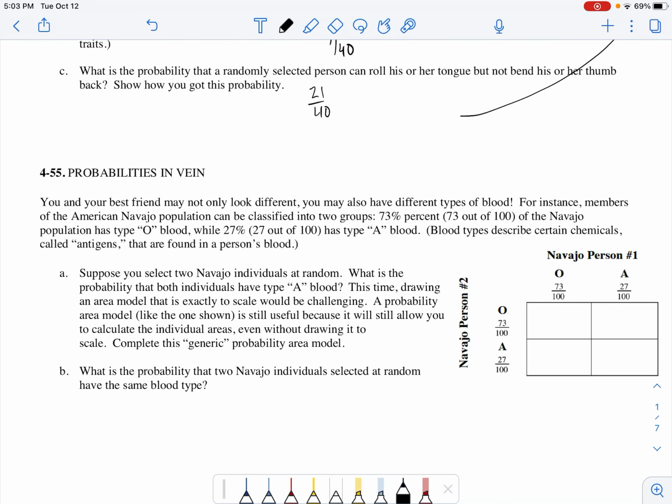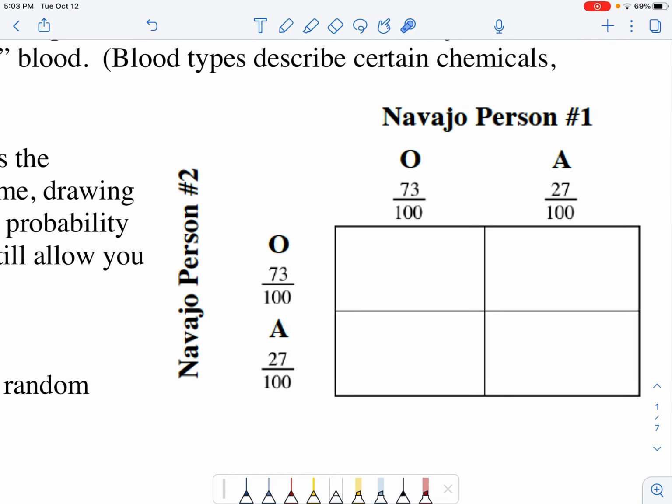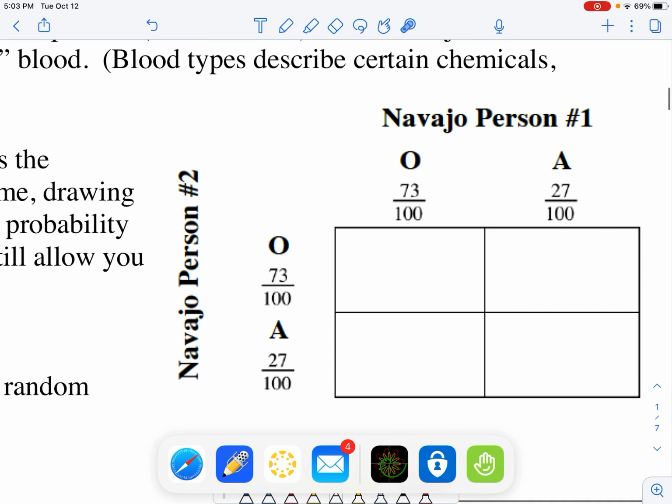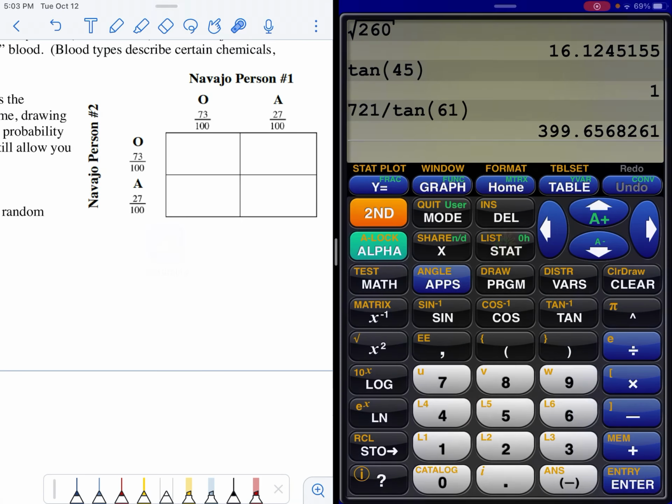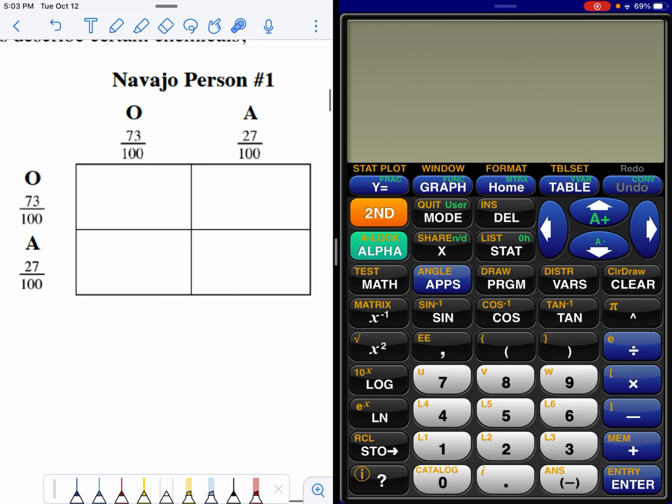This is the one where I think I'm going to go ahead and do decimals. So this one's already split up for me. It's got two different blood types, blood type O and blood type A. As I look at this, these are labeled on both sides. We have person 1 and person 2. And I think what I'm going to do is I'm just going to multiply them here. I'm going to call it 0.73 and 0.27.